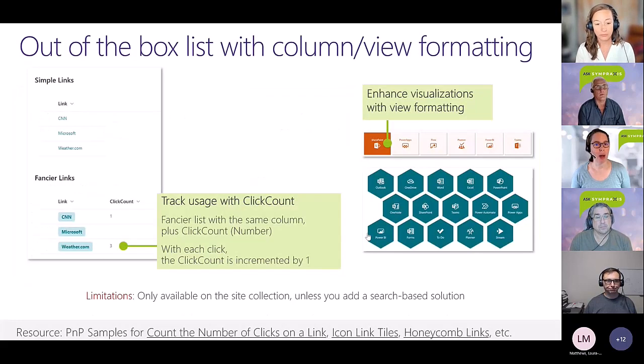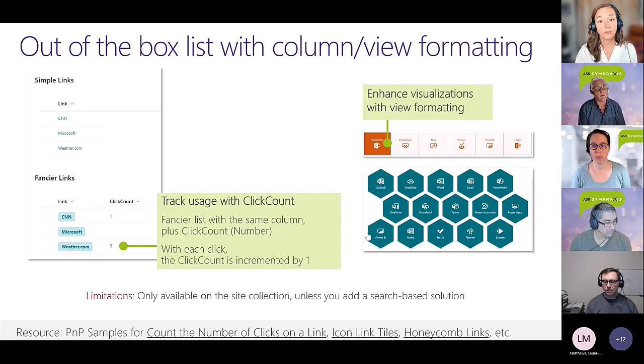And I almost forgot, we're going to do some formatting. If you don't like the way the list view looks on your home page, you could certainly use some column formatting or view formatting to make them look nicer. So where you've got simple links at the top, then we've got a little bit fancier links. We wrap them in a little colored box.